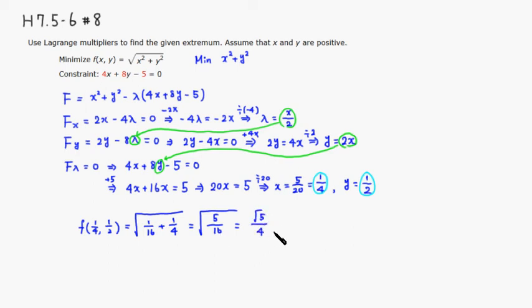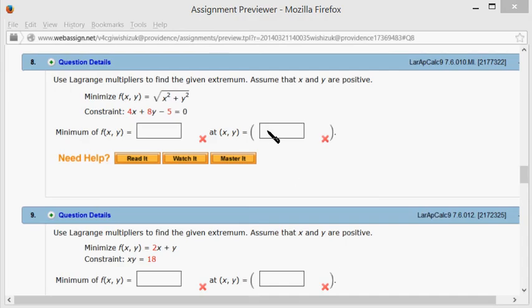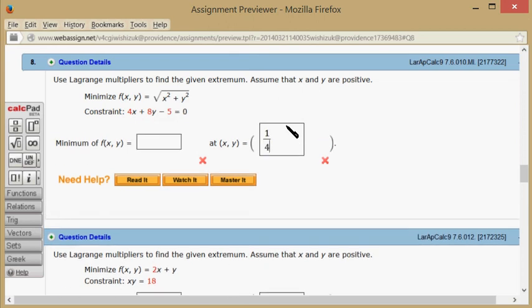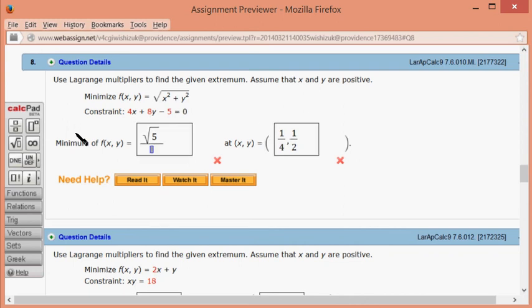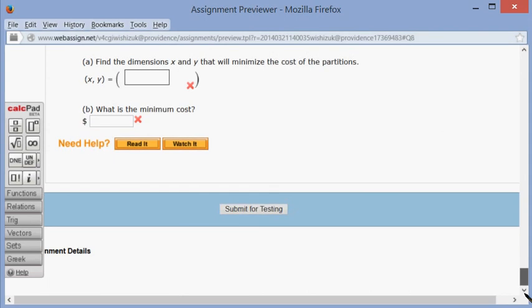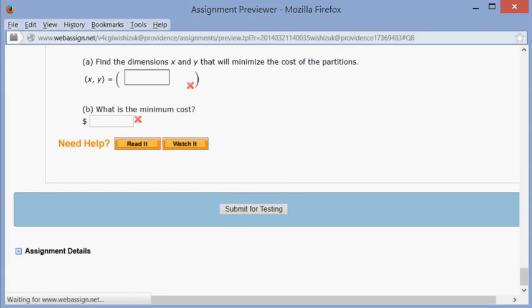So let's type it in. The answer we got was 1/4, comma, 1/2, and the value was square root of 5 over 4. So let's submit for testing.